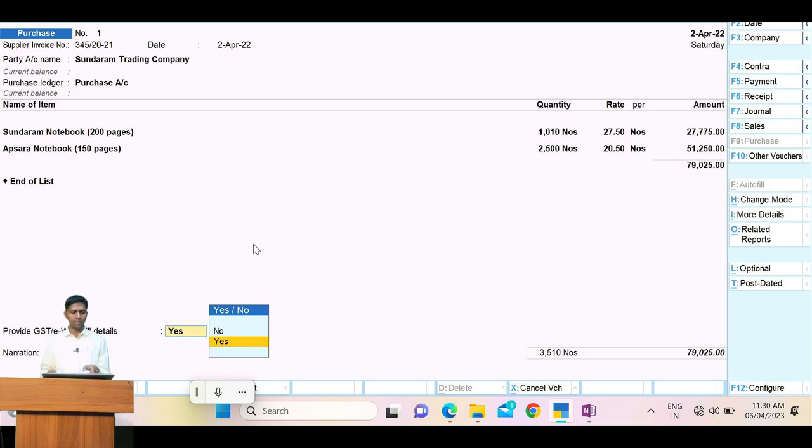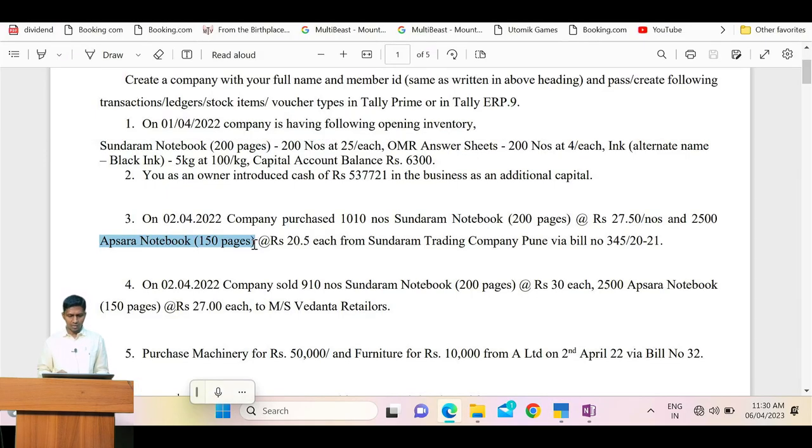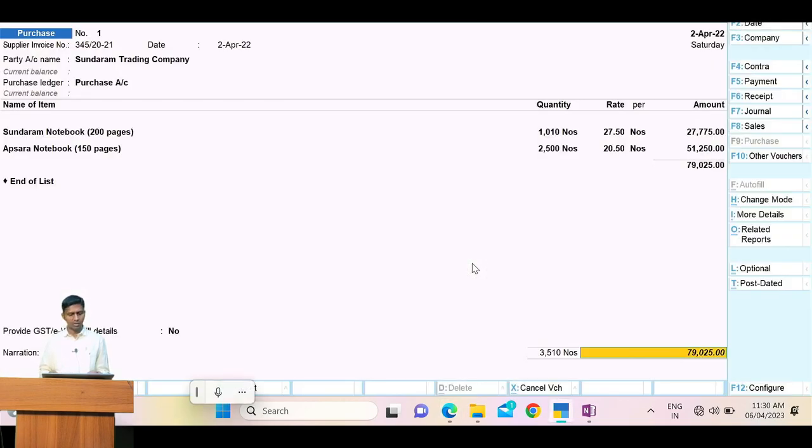And then provide bill, e-way bill. No, we don't want e-way bill till next year. This is a part of GST taxation. And then anything other than this? In this transaction, we purchased only two stock items. The rate is also from Sundaram. Bill number written, date is also written, everything is over. No need to provide narration for purchase, sale and receipt, payment, etc. Just provide narration for the journal voucher type.